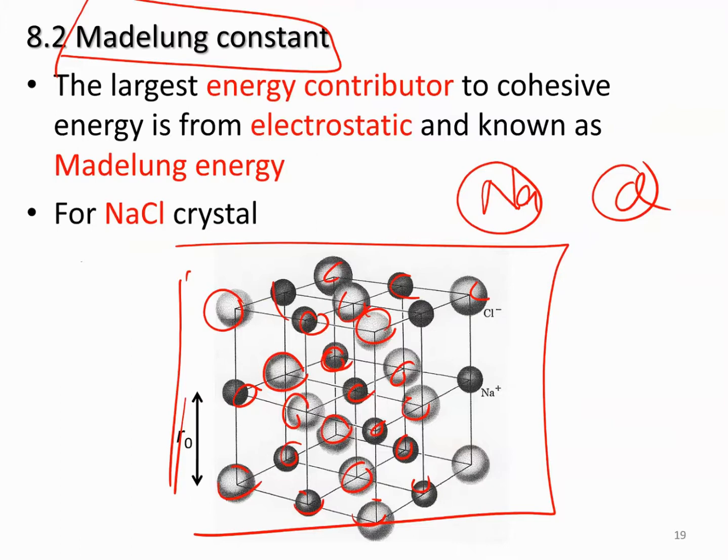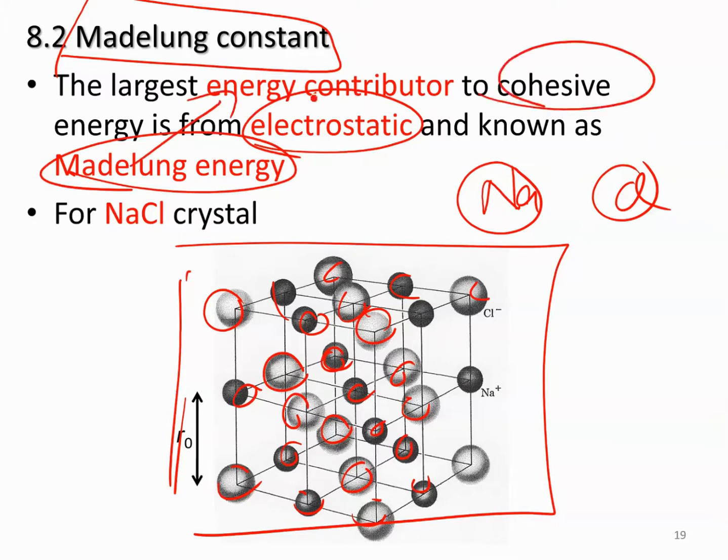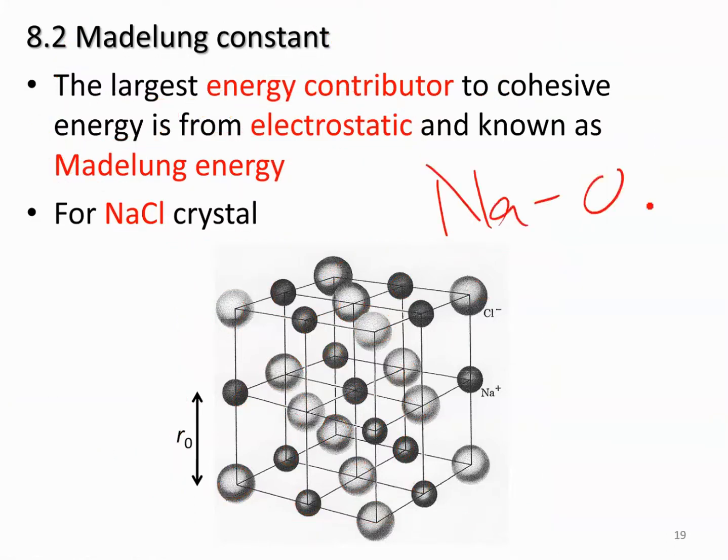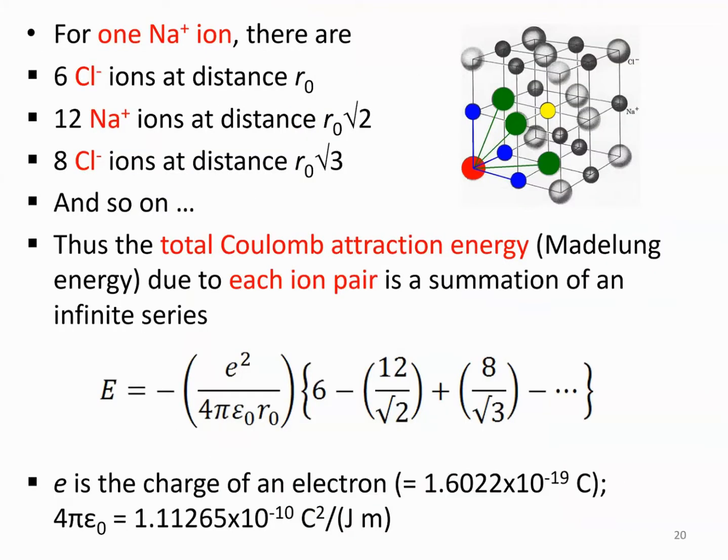Okay, so the largest energy contributor to the cohesive energy is the electrostatic energy, also known as the Madelung energy. Okay, that's why I say that just now, previously, we only considered the cohesive energy that involves a Na and Cl atom pair. But now we want to consider that there are many NaCl atom pairs in one unit cell. In one unit cell there will be 4. So we need to consider all the interactions between Na and all the nearest Cl, and Cl with all the nearest Na. So how to do this?